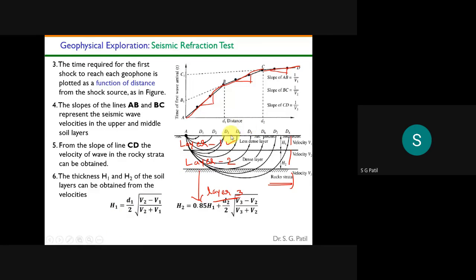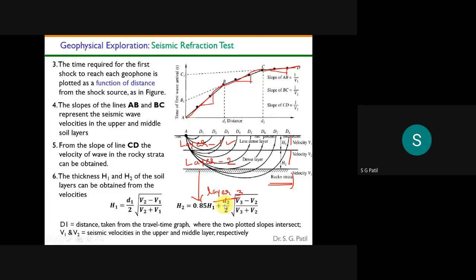By looking at this graph, I can tell there are 3 layers of soil, but I cannot tell the depth of those layers. To tell the depth of those layers, I should use this formula. H1 is nothing but D1 by 2 into square root of (V2 minus V1) divided by (V2 plus V1), and H2 is nothing but 0.85 times H1 plus D2 by 2 into square root of (V3 minus V2) divided by (V3 plus V2). If you use this formula, then I can find out the depth of each soil layer.